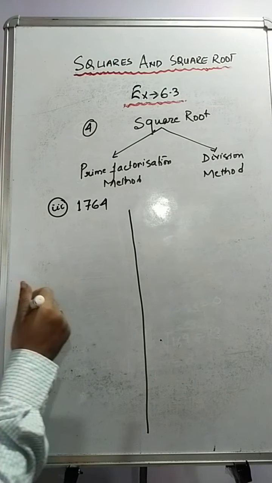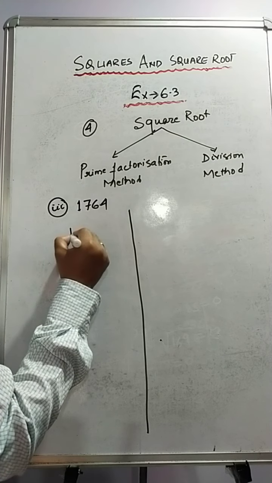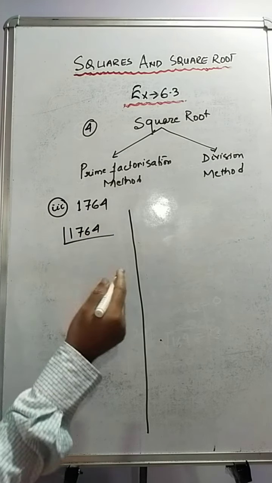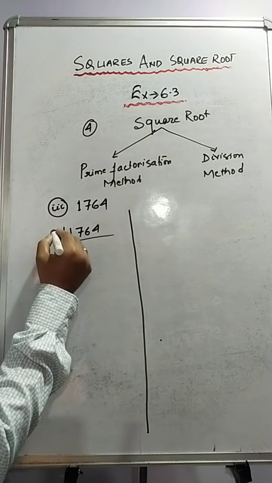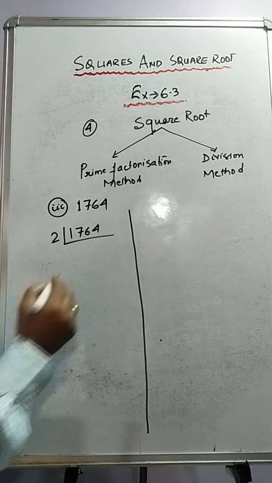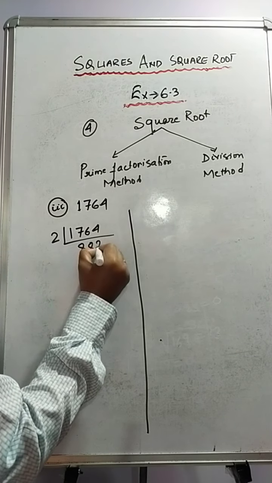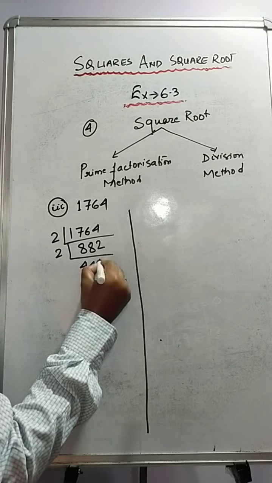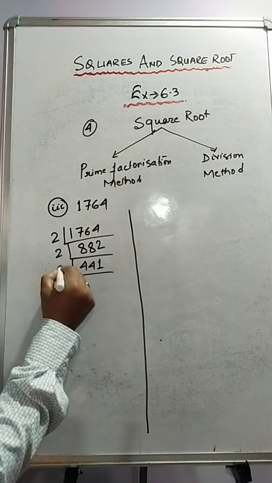Sum number 3 is 1764. So let's do the prime factorization first. As you see, the last digit is an even number. It's quite obvious it would be divisible by 2. So 1764 divided by 2 would give you 882. Again, this number is divisible by 2. We'll get 441. Now 441 is divisible by 3.